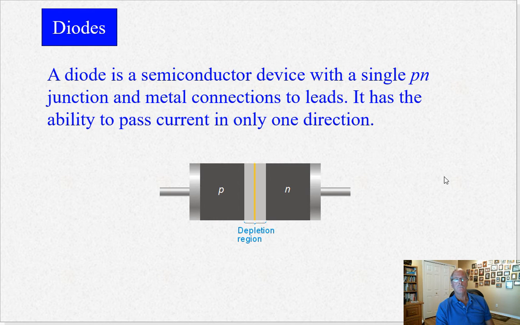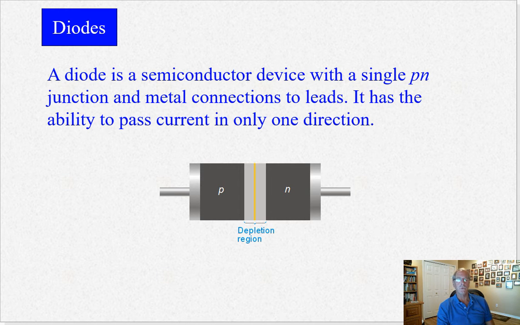Hello, today we're going to talk about diodes. We touched on them last time. They're a single PN junction, kind of like a sandwich with a P junction on one side and the N junction on the other. The thing to remember is that diodes are like one-way valves.